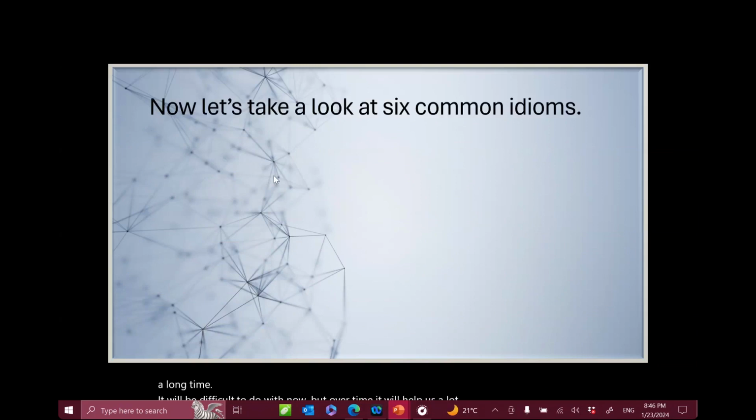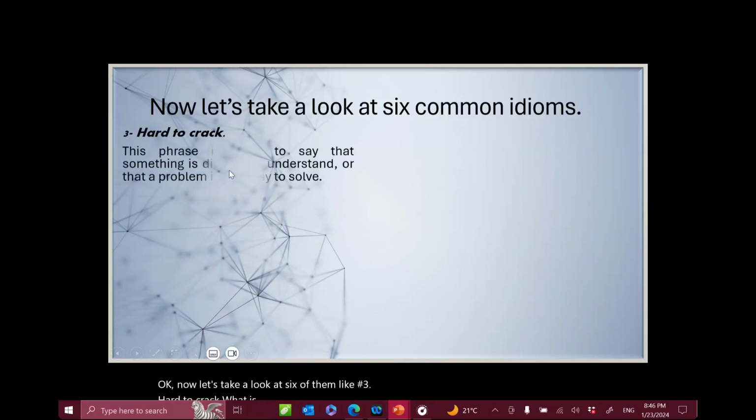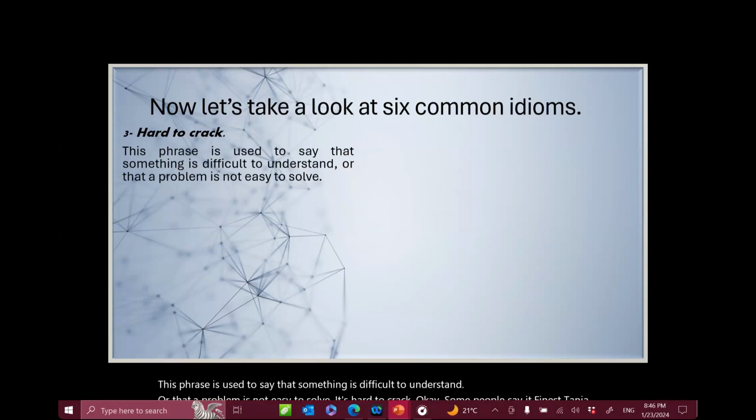Okay, now let's take a look at number 3. Hard to crack. What is the meaning of hard to crack? This phrase is used to say that something is difficult to understand, or that a problem is not easy to solve. It's hard to crack. Some people say it differently. Other people say the same expression in another form: hard nut to crack.